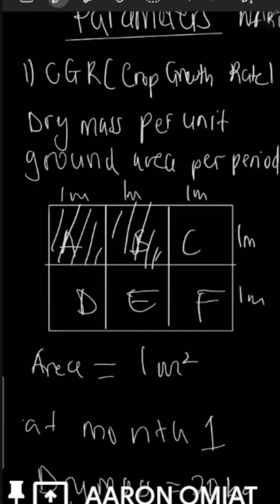Dry mass. So you get all the plants in 1 meter squared. That is, our area is 1 meter squared. The period is after 1 month. So you go get the plants in 1 meter squared, collect all of them, the leaves, the stems, everything above ground. Take them to the lab, put them in the oven, and dry them until most of the water is out. Then you measure the weight.